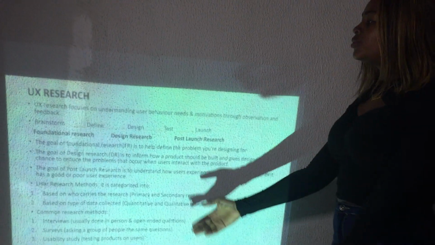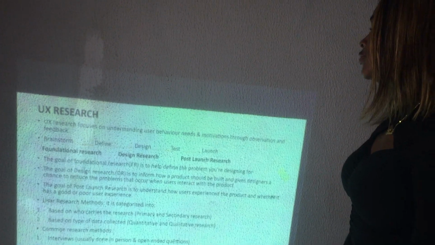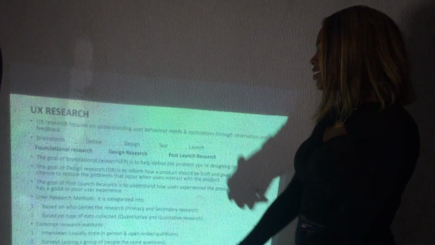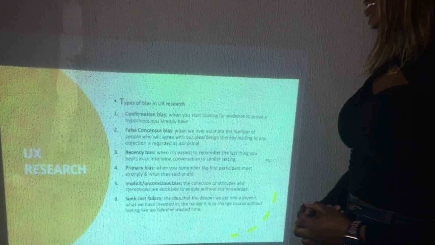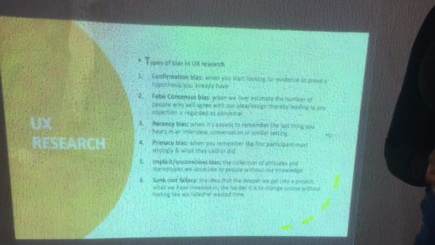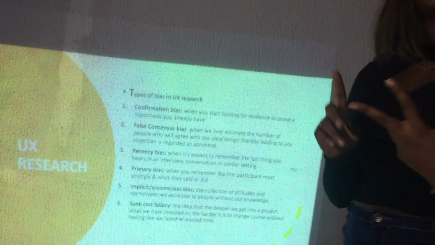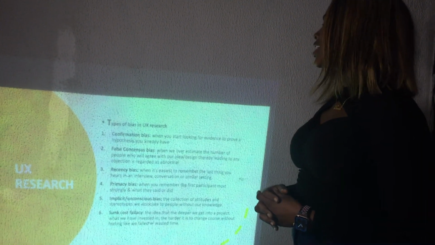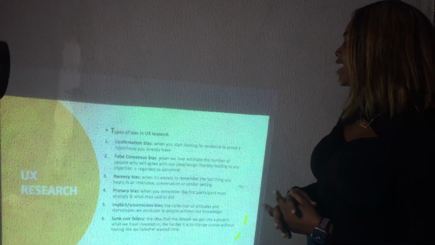I want to learn about user research. UX research is usually done in 5 phases: the brainstorm phase, the define phase, the design phase, the testing phase, and the launch stage. Then we have 3 different types of research: foundational research, design research, and post-design research, post-launch research. And then we have different types of bias when it comes to UX designing.